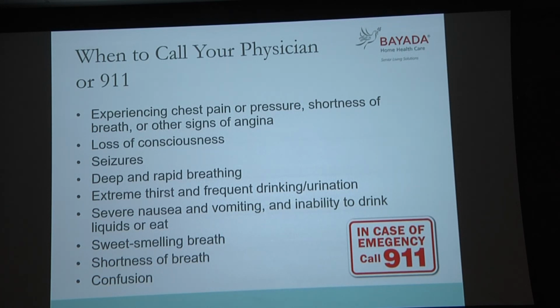Extreme thirst and frequent drinking and urination. Severe nausea or vomiting and inability to drink liquids or eat. Sweet smelling breath, we talked about that fruit smelling breath earlier. And any shortness of breath or confusion. So all these are signs that something might be off. Some of them, if something just doesn't feel right, you might want to call the doctor and see what they say. If it's something more serious, where you can't catch your breath, or you're very confused, or feel like you're going to pass out, that's something where you might want to contact 911 or go to the emergency room.